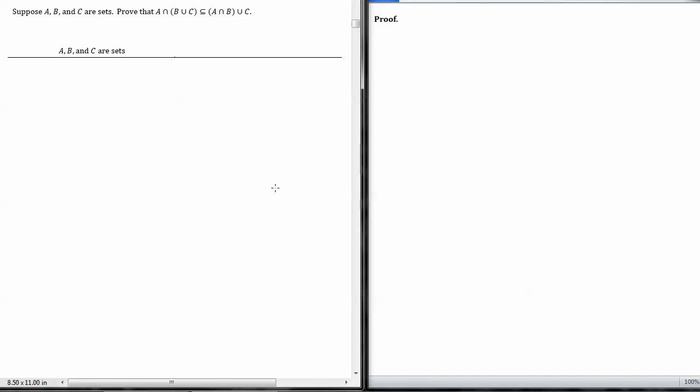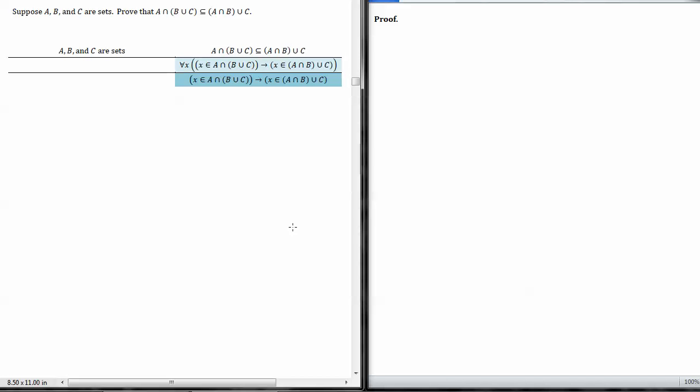Let's work it out in terms of the definitions. We're given that A, B, and C are sets, and we're supposed to prove this subset statement. And we know the definition of that is that for all x, x in the left side implies x is in the right side. And we need to drop that quantifier by letting x be arbitrary. And then to prove that conditional statement, we can do direct proof. We'll move the antecedent over as given. And the consequent becomes our goal.